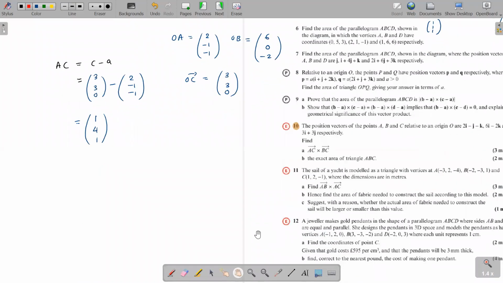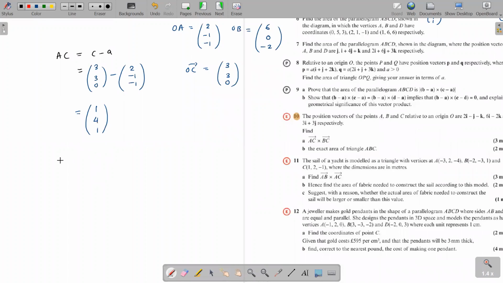Okay, so after finding the AC vector, let's find the BC vector again. Let's find the BC vector now. So BC vector is C minus B, right? Okay, so let's find C minus B. C is 3, 3, 0. Minus B vector is 6, 0, minus 2. Okay. So subtract.